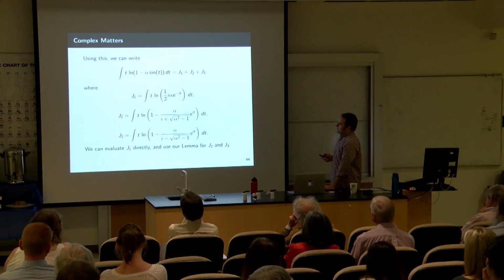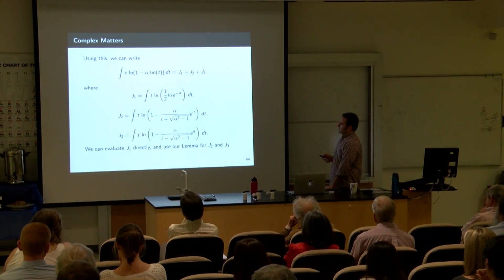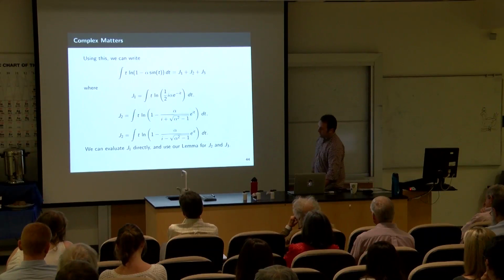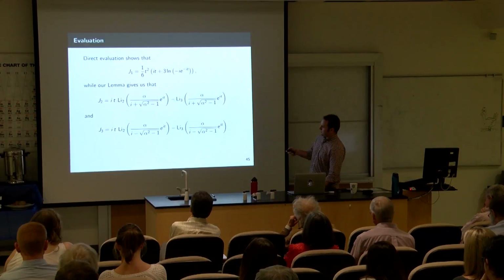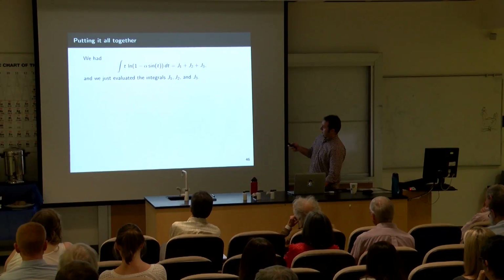So J1, we can just evaluate this directly. It's pretty simple. But these two guys, they are a perfect fit for our lemma. And we can use that for both of those. And this is what you get. You get something involving the dilog and something involving the polylog for each. Okay, so we've evaluated J1, J2, J3.